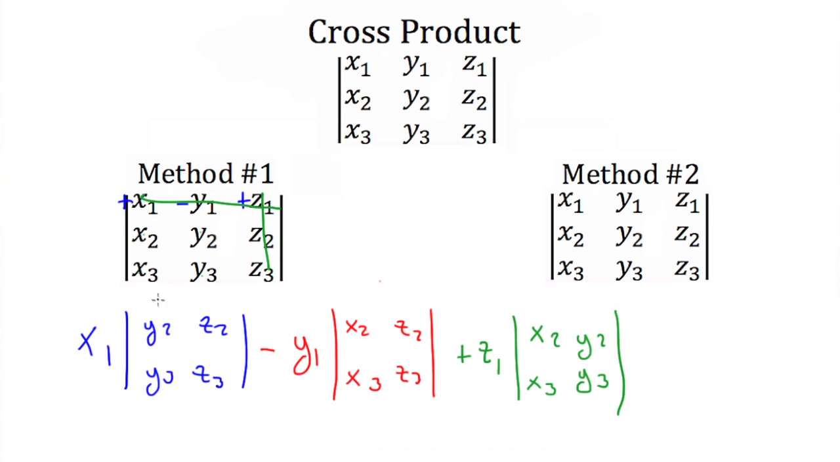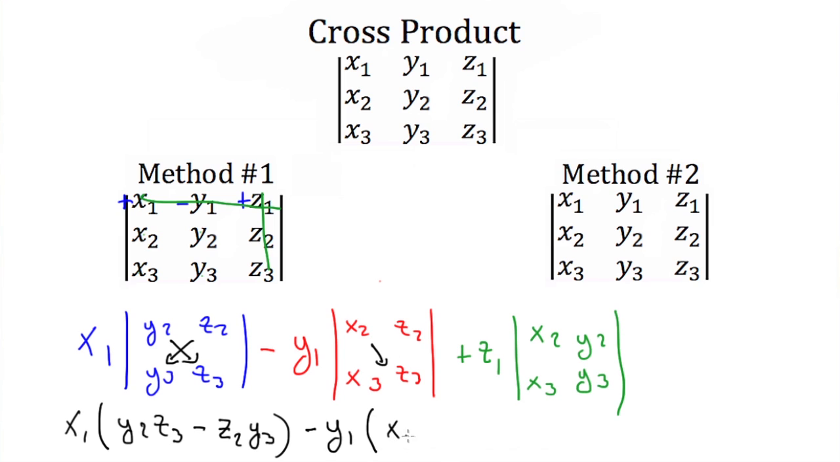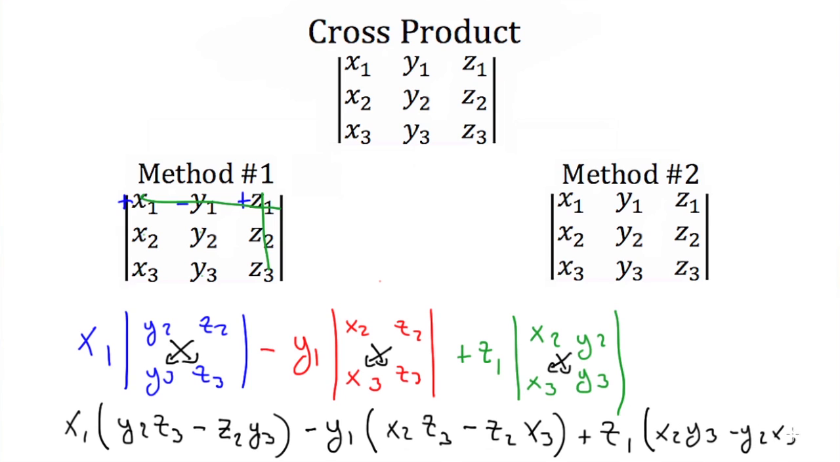So my determinant of this 3 by 3 matrix would be equal to x1 times (y2 z3 minus z2 y3) minus y1 times (x2 z3 minus z2 x3) plus z1 times (x2 y3 minus y2 x3). Whatever these numbers are, x1, y1, z1, x2, y2, z2, x3, y3, z3, plug them all into this, and you'll find the determinant of this 3 by 3 matrix.